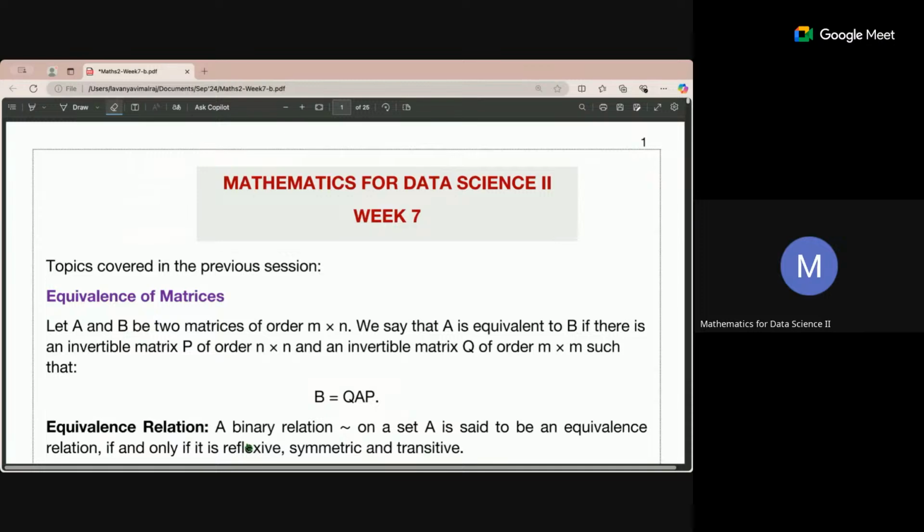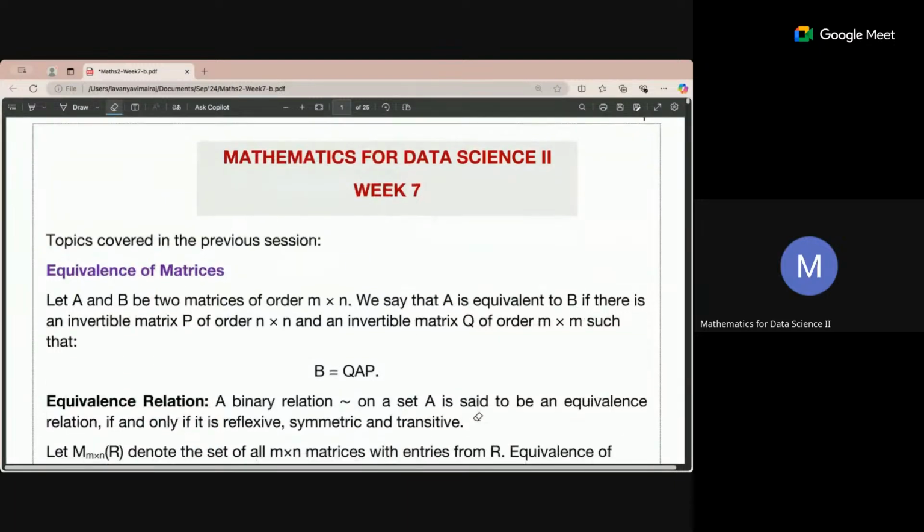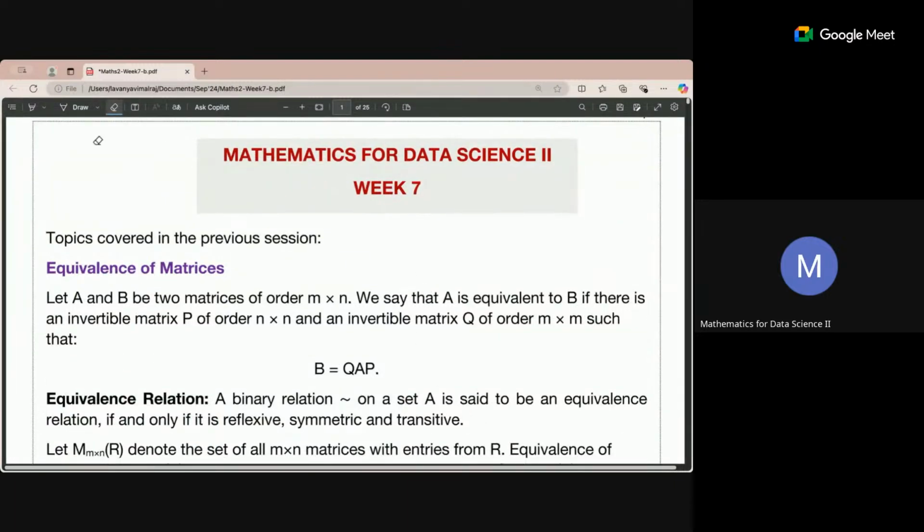Okay. So in the previous session, we have seen what are equivalent matrices and similar matrices. And then we introduced what are affine spaces. So let us quickly recall equivalent matrices and similar matrices, and then we will continue with affine spaces.